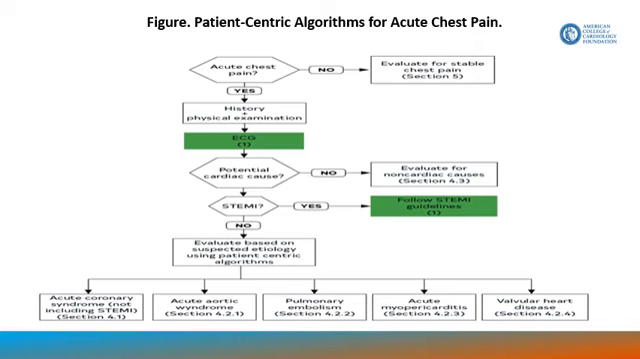Do you think that the history and physical examination will help us in the diagnosis of other cardiac causes of acute chest pain, or to exclude non-cardiac causes, or to exclude or confirm these life-threatening conditions?